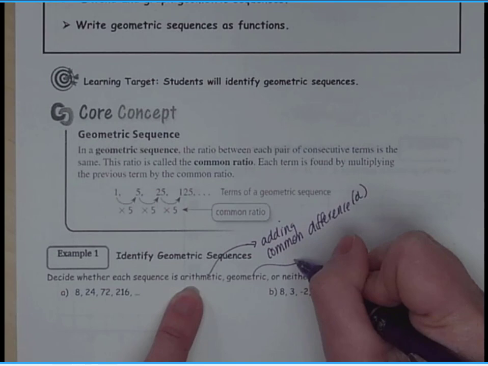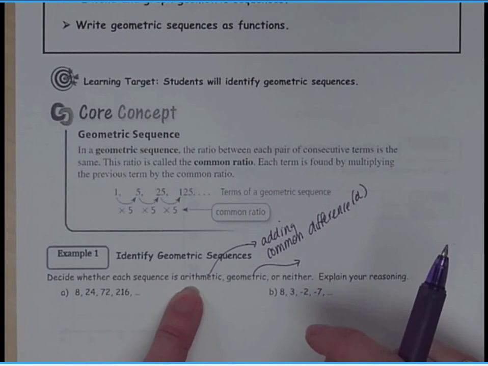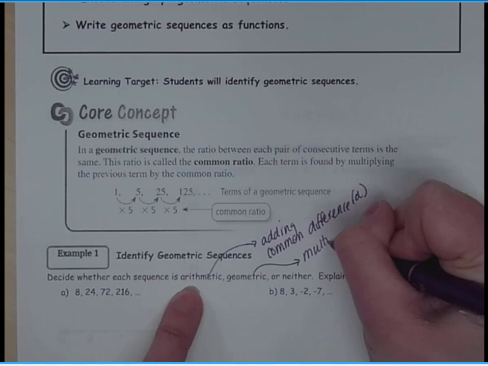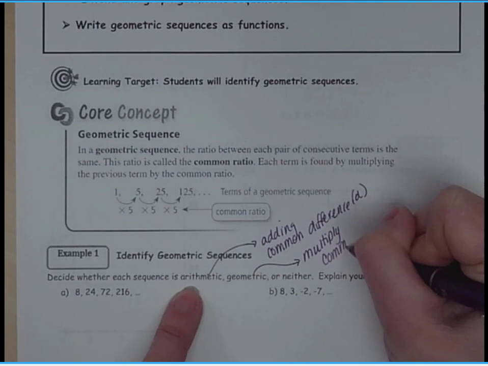Now, geometric sequences we find by multiplying or dividing. But remember, we don't divide. We're actually multiplying by a fraction. So when we do geometric sequences, we're always multiplying. And there, we find a common ratio, which is what we're multiplying by, and we use the letter R.